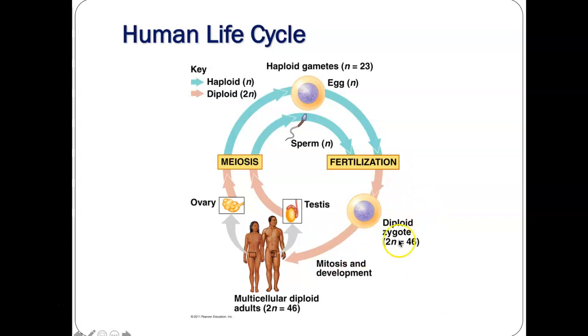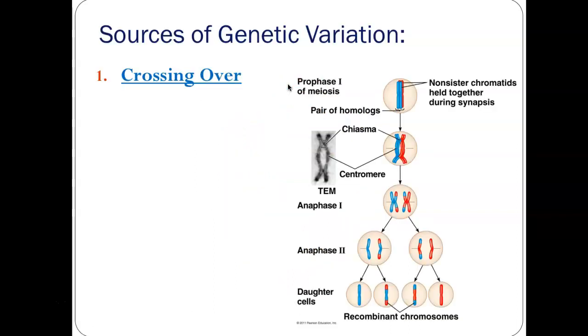Then that cell divides by mitosis to eventually make the adult. And then inside the adult, you have germ cells that divide by meiosis to make sperm and eggs, and then sperm and eggs unite. So you can see it's mitosis and meiosis that is the human life cycle. Hopefully that made a little bit of sense.